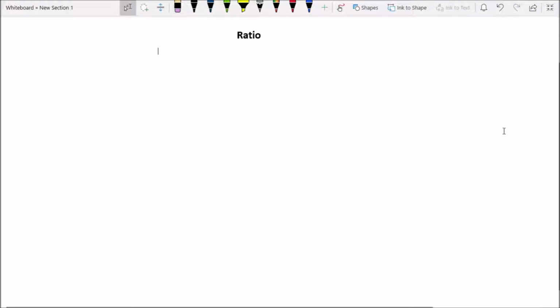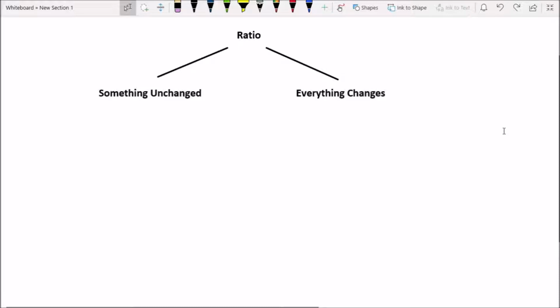Now that we have got our feet wet, it might be a good time to have an overview of the topic. Ratio problem sums typically fall into 2 groups. In the first group, there will always be something that remains unchanged. In the second group, everything changes. The first group can be broken down into 3 types. One item remains unchanged, the difference remains unchanged, or the total remains unchanged.